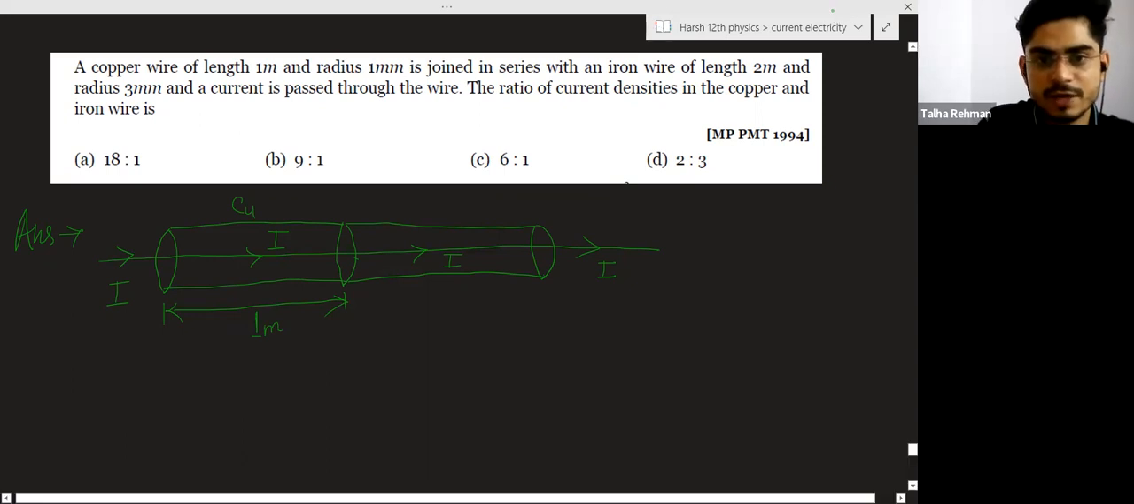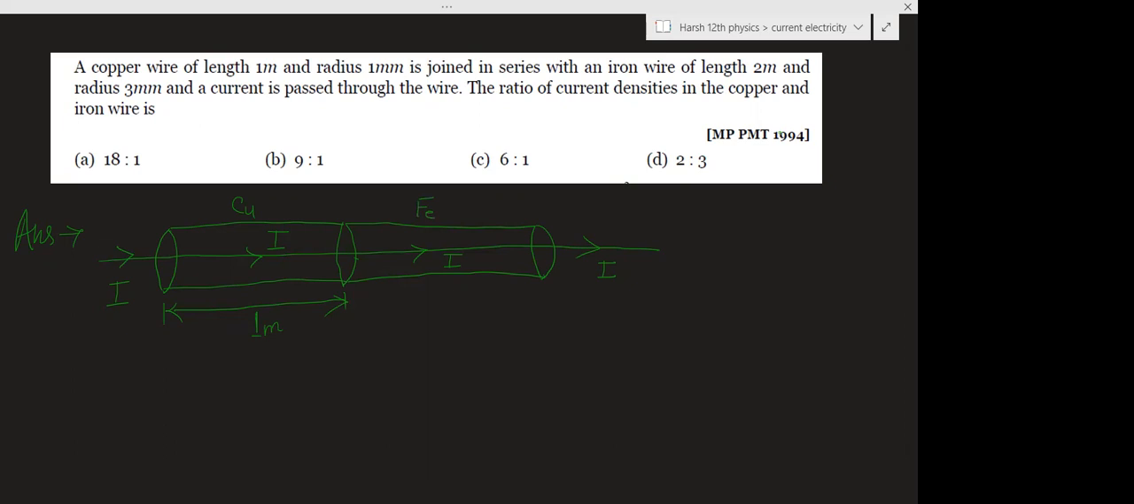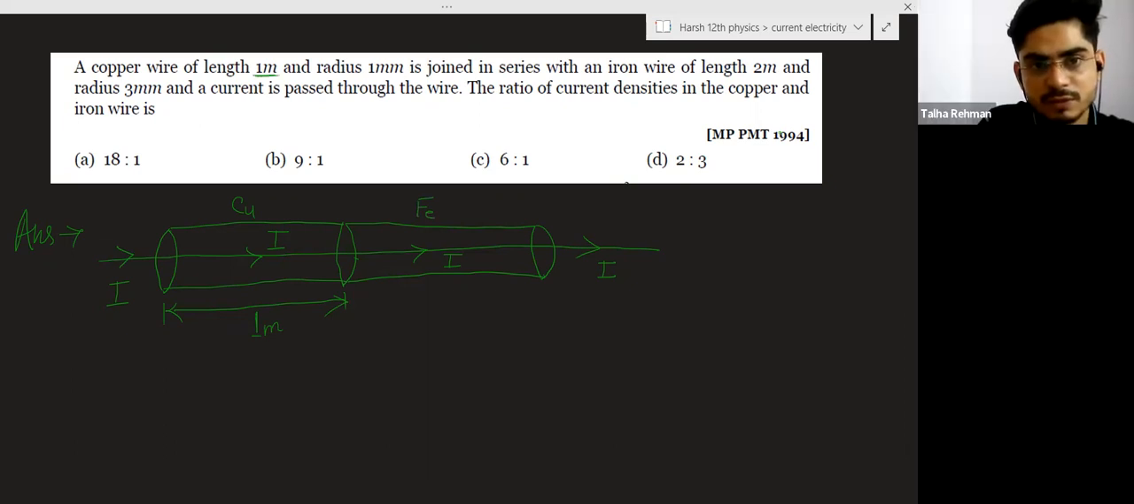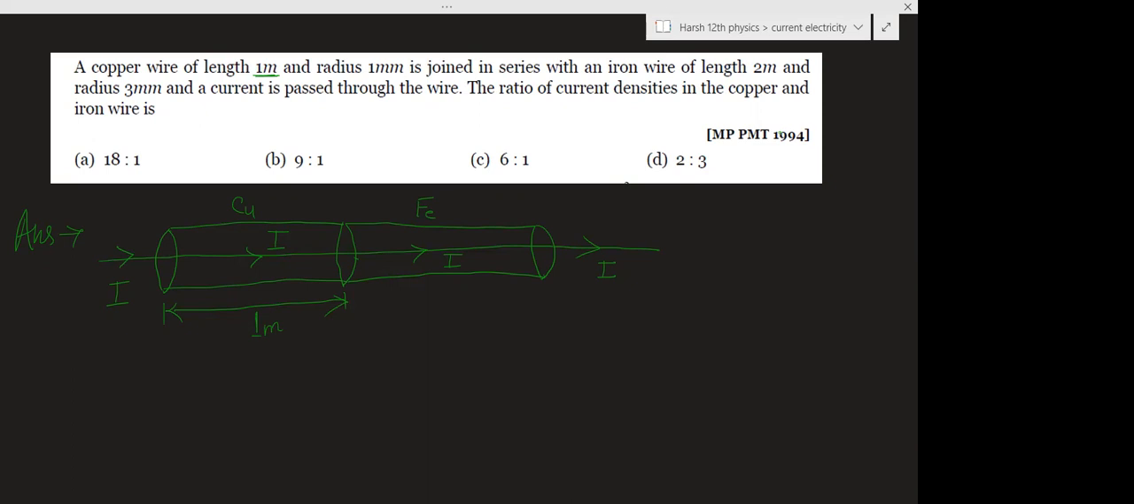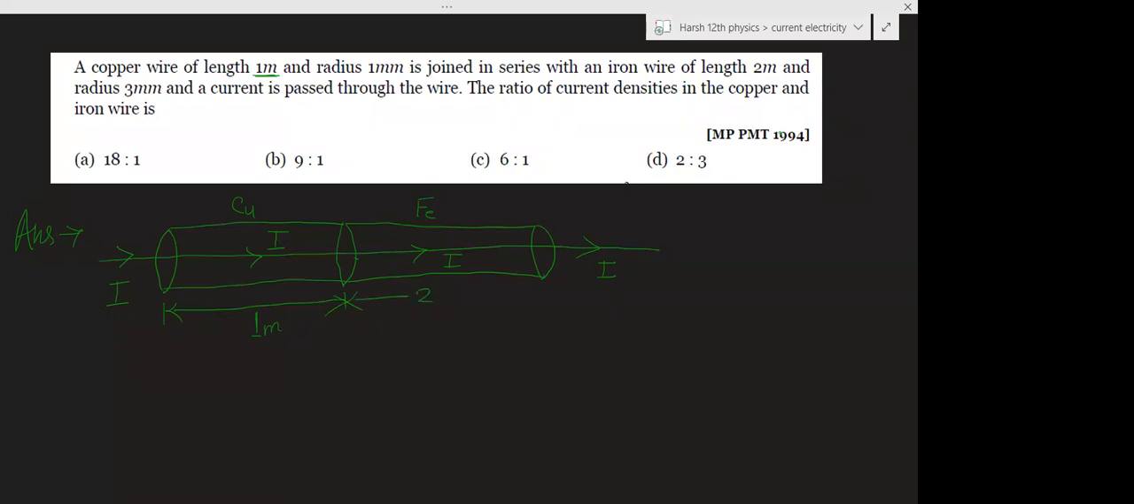And the name of the wire is iron. The length of the wire is 1 millimeter, sir, not 1. Oh no, this is meter. Oh yeah, sorry. The radius is 1 meter. So the iron wire has the length of 2 meter.